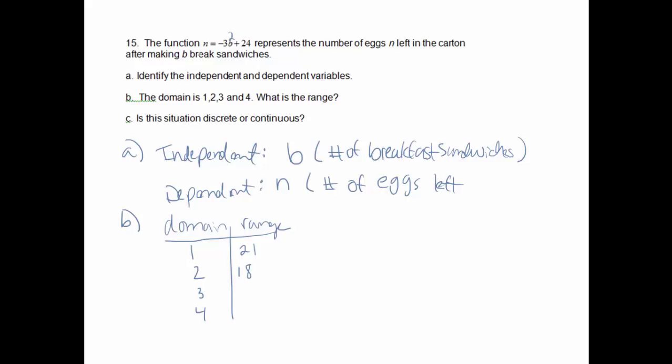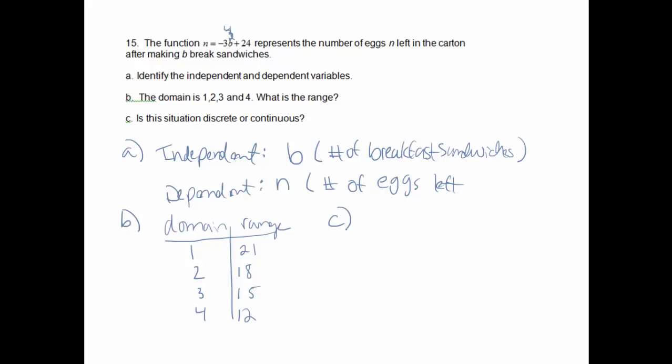Number 3, if I made 3 sandwiches, negative 3 times 3 is negative 9. Negative 9 plus 24 is 15. All right, and then if I made 4 sandwiches, negative 3 times 4 is negative 12 plus 24 is 12. So those would be my domain and ranges.